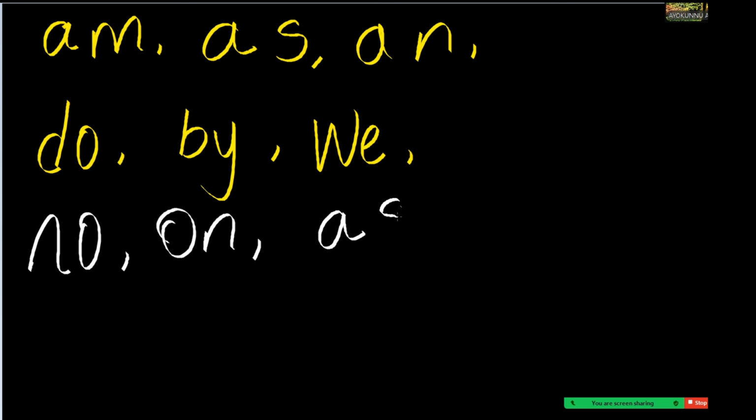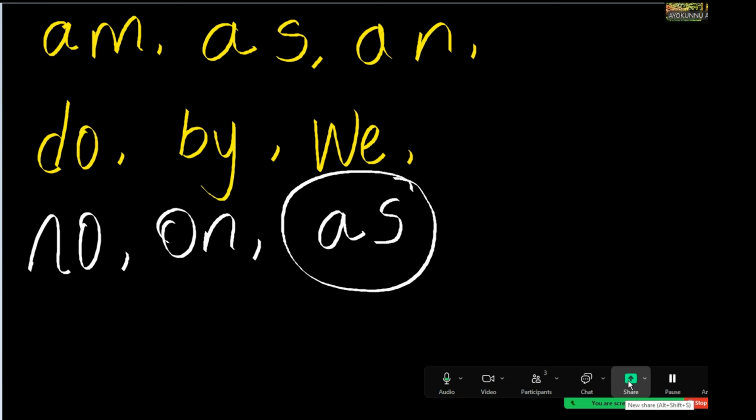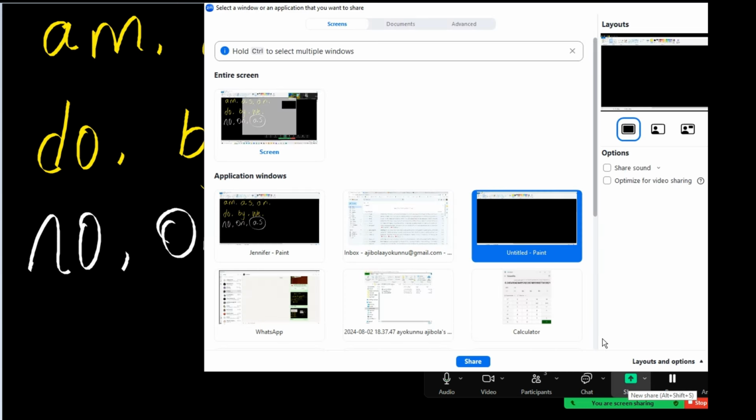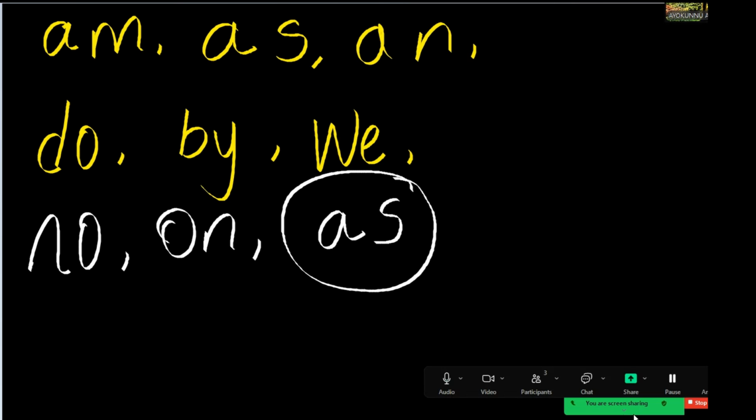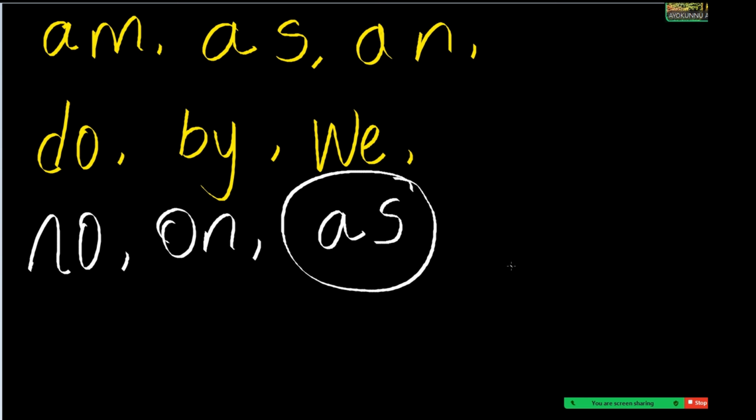What about this one? What is this one? Can you read this one? Wait, Ogo. Look at the screen. Yes. What is this? I don't see it. Ogo, look at the screen. Can you see the screen? Yes. So what is the word? Can you read that word for me? Yes. Okay, you are not seeing it on the screen. No wonder. Can you see it now? Yes. Okay. So, what is this word? What is this word?